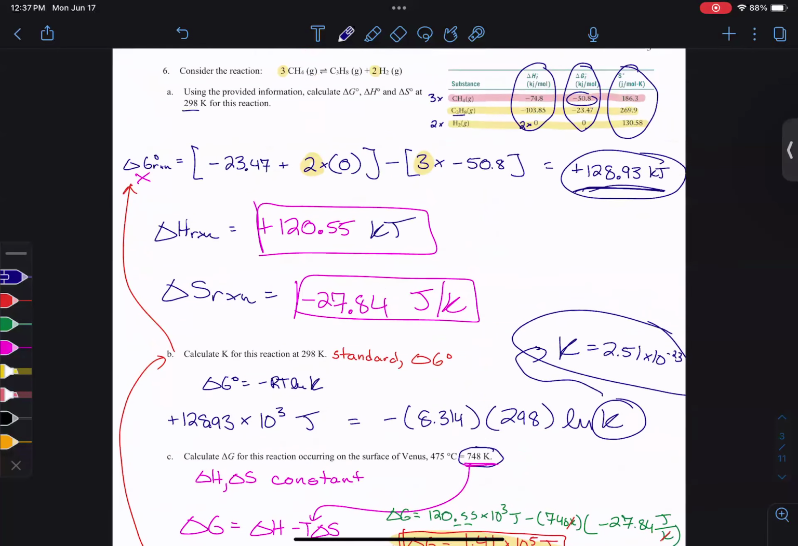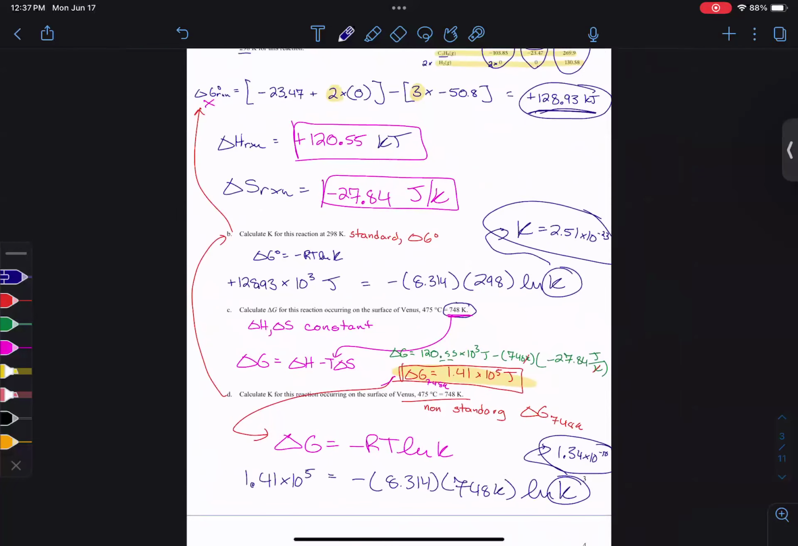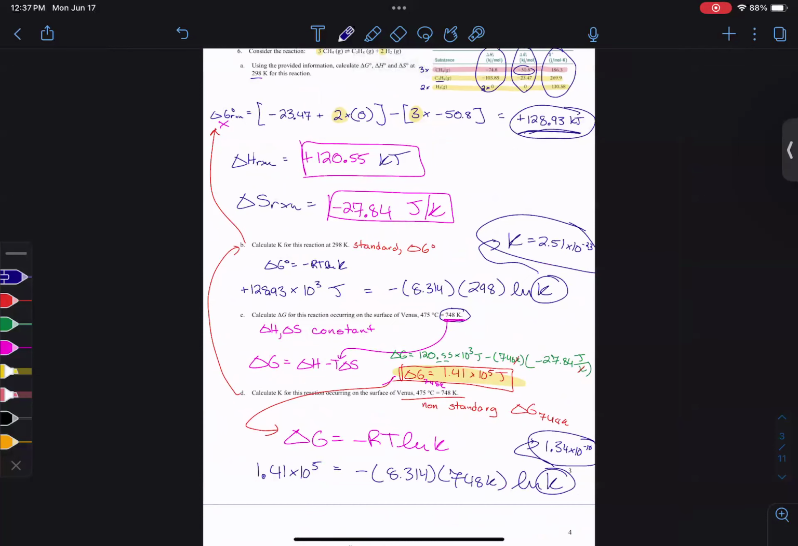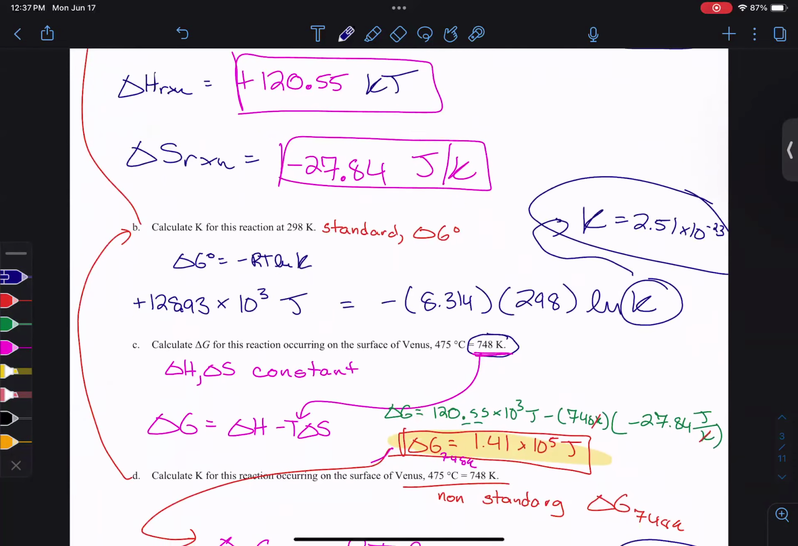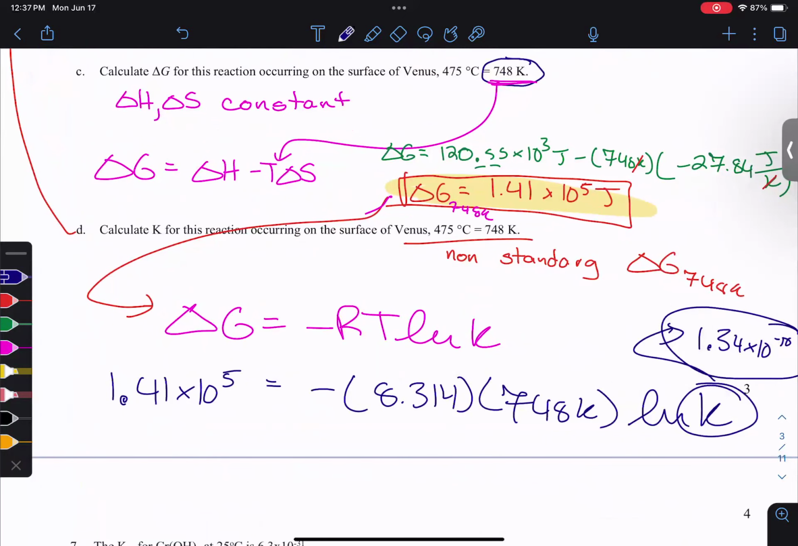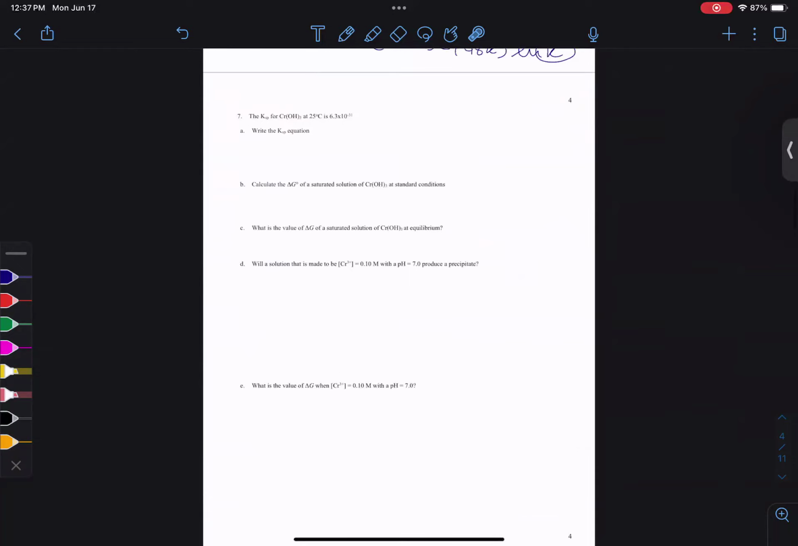Okay. So this question had you calculate delta G and K at one standard condition. That means you can just go ahead and use table values, delta G naught, but it also had you do it at a non-standard temperature. And so that's where we use this equation, delta G equals delta H minus T delta S at a non-standard temperature, and then relate that to negative RT ln K, with that new elevated temperature. Okay, just one more question.